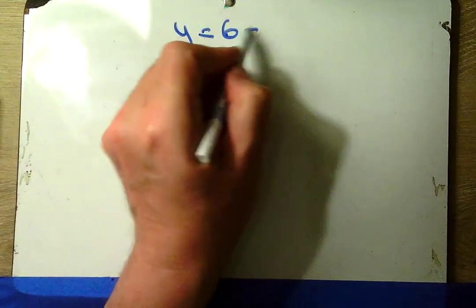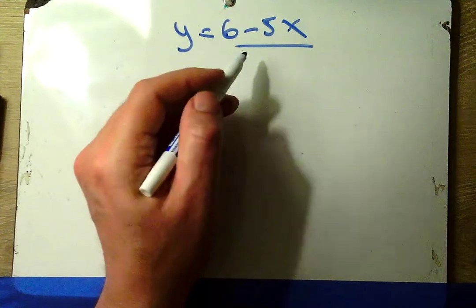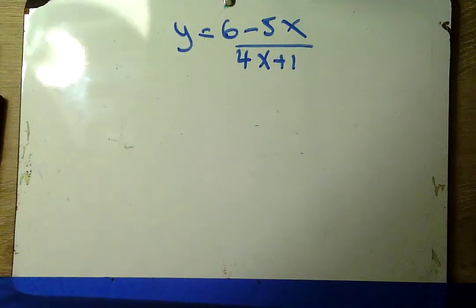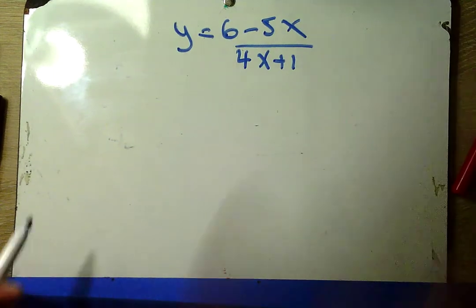Your turn. Would you please graph y equals 6 minus 5x over 4x plus 1. Pause the video, give this one a try, come back when you're done.